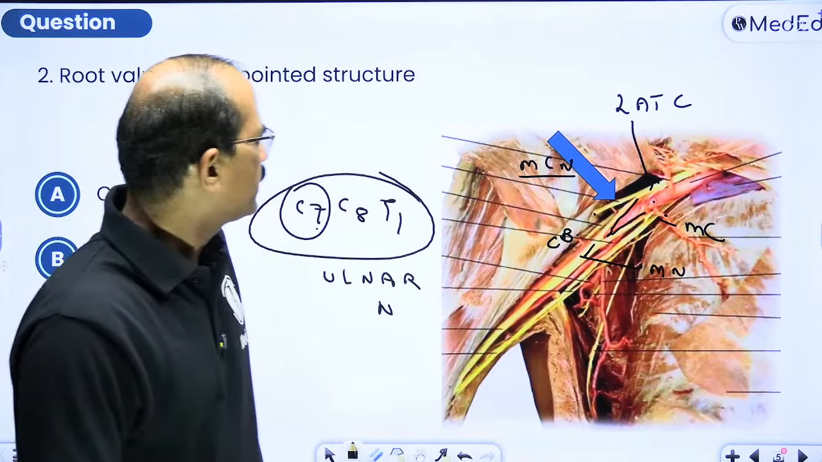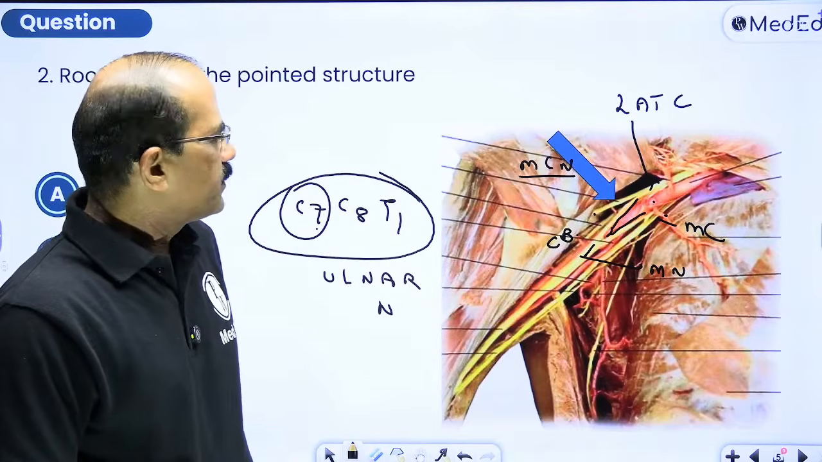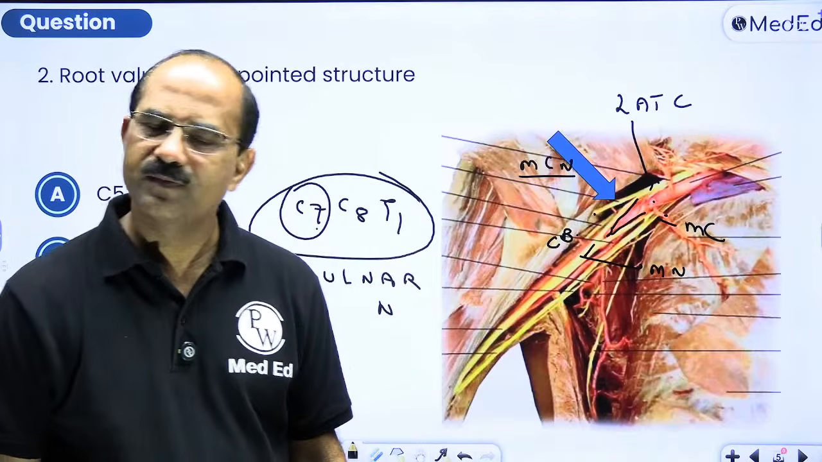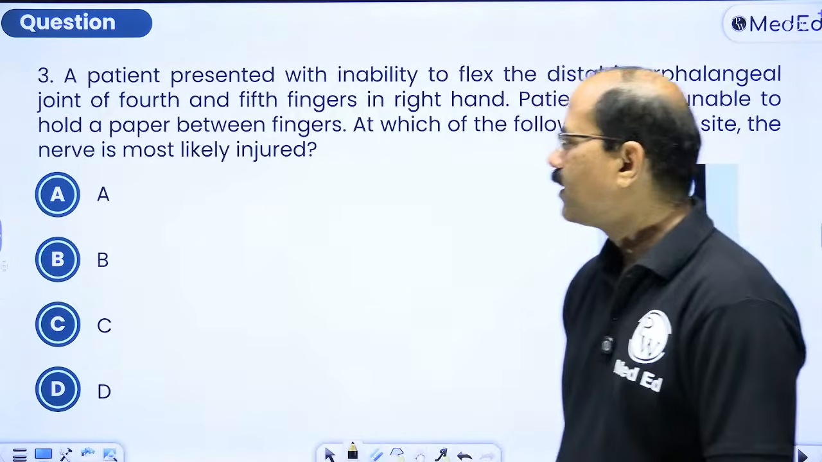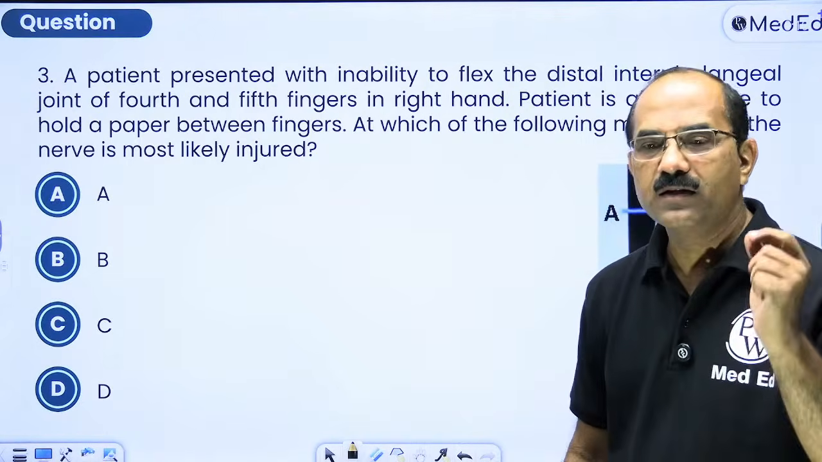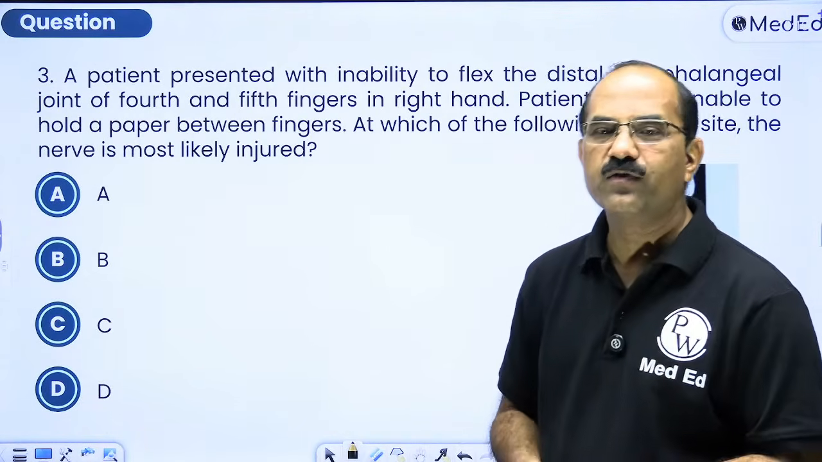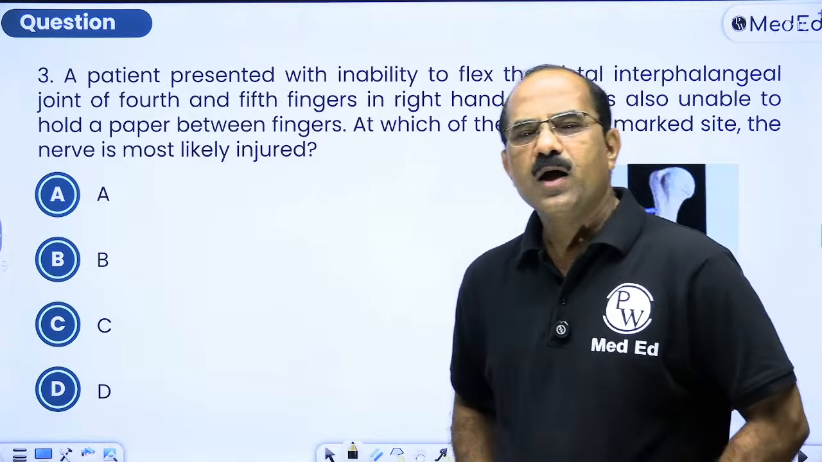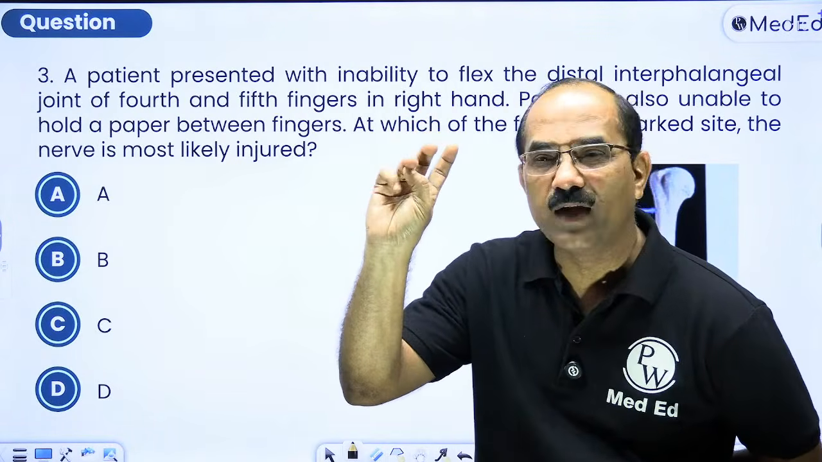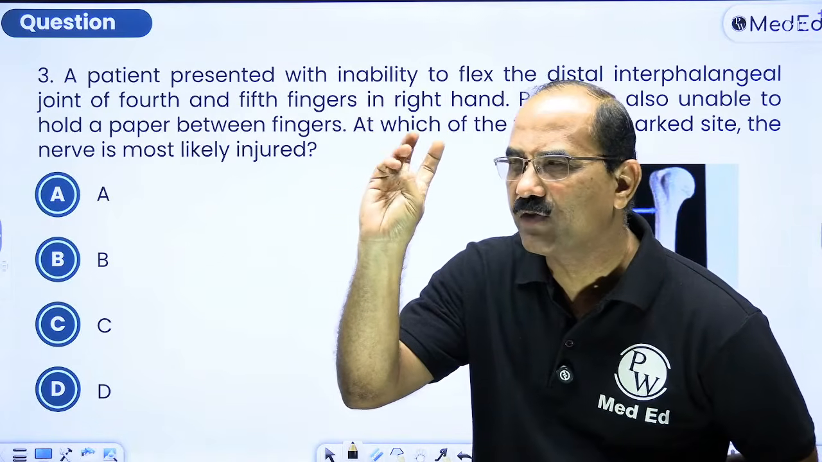Okay, perfect. Fine. Any doubts? Fine. I'll proceed. Okay. Chalo. A patient presented with inability to flex the distal interphalangeal joints of 4th and 5th digits. These are the distal interphalangeal joints.